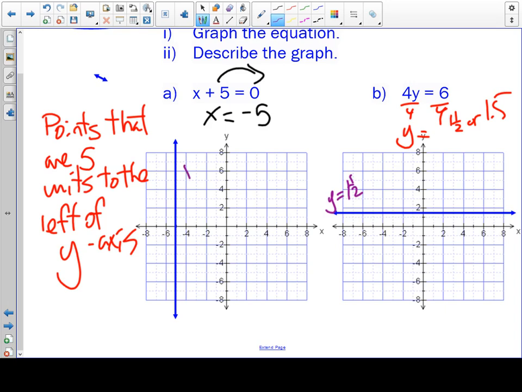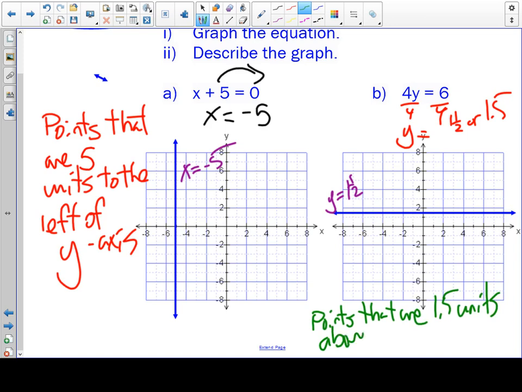And this is the line x equals negative 5. So there's our two lines, all right? And we still need to describe the line that's on the right side. So if we're going to describe that line, we might say that these are the points that are 1.5 units above the x-axis. That's how we could describe those points.